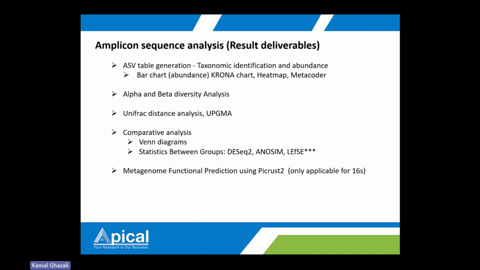When the customer submits the project to us, we provide a BI form so the customer can fill it in. In that section, there are details for the Venn diagram, so it is up to the customer what sample comparison they would like to have. Apart from the Venn diagram, we also provide statistics between groups, for example DESeq2, NOC, and also LEfSe.